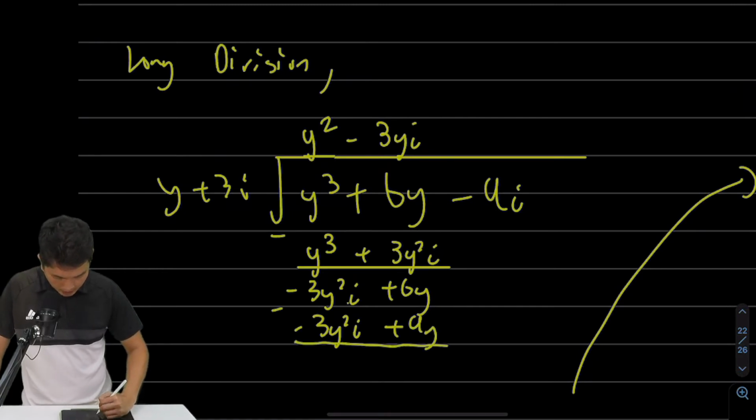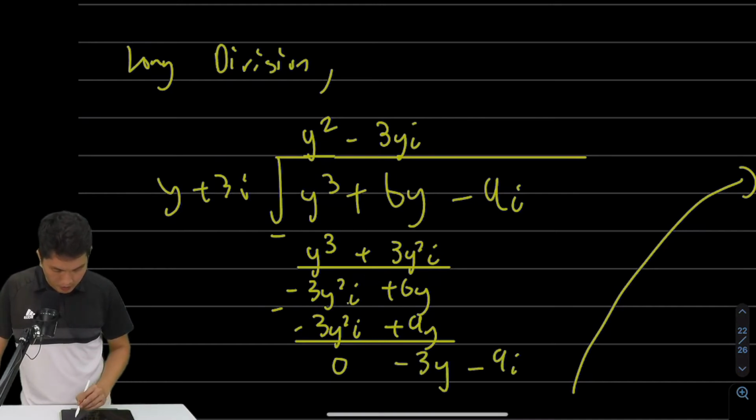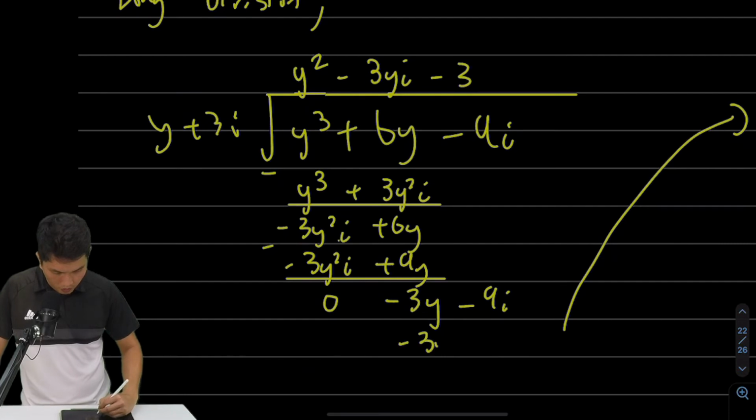So if I subtract, this is the same as this, so that's 0. 6y minus 9y is negative 3y. Bring down the next term. Now I want to resolve negative 3y. I multiply by a negative 3, and this very nicely gives me no remainder.